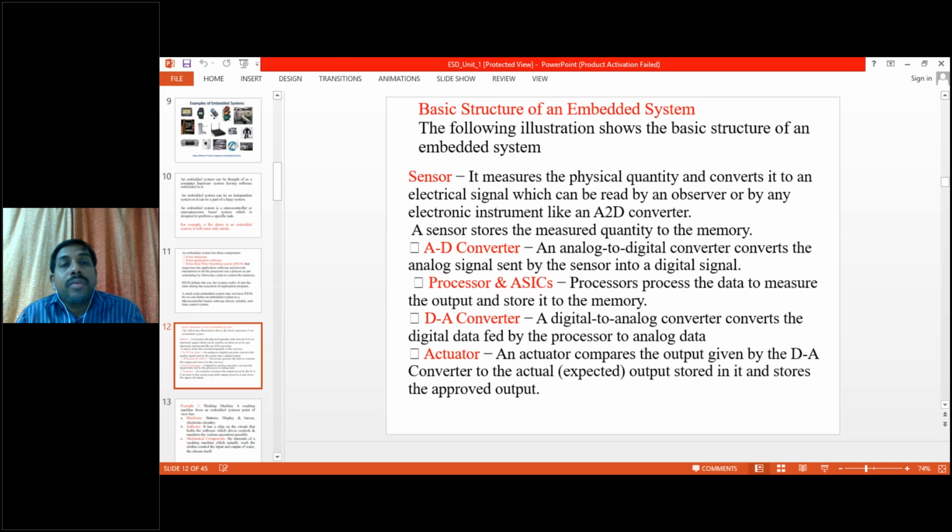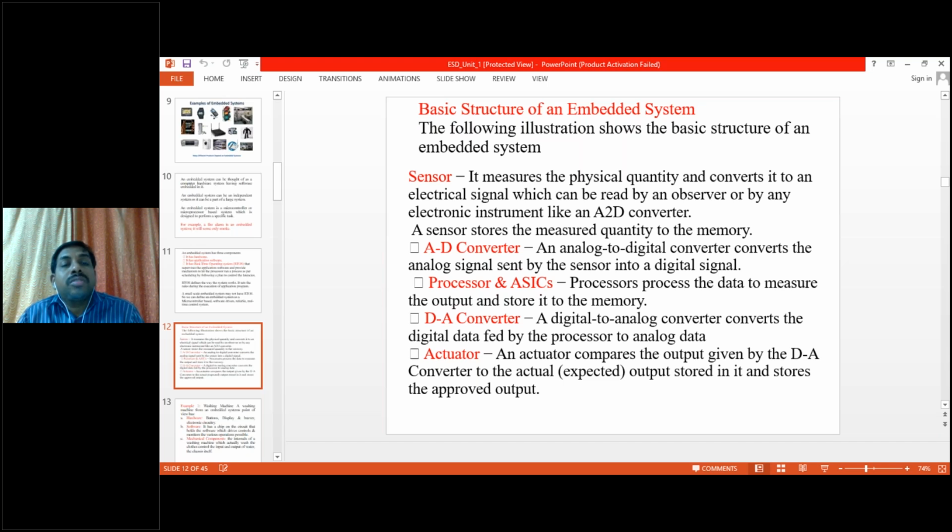So based on that, we are going to analyze the structure of an embedded system. The structure consists of a sensor at the input for all embedded systems. If you see air conditioning systems, it senses the input temperature of the room. Based on that only, it will control the room temperature. So a sensor measures the physical quantity and converts it to an electrical signal, which is read by the second part of the design called the A to D converter.